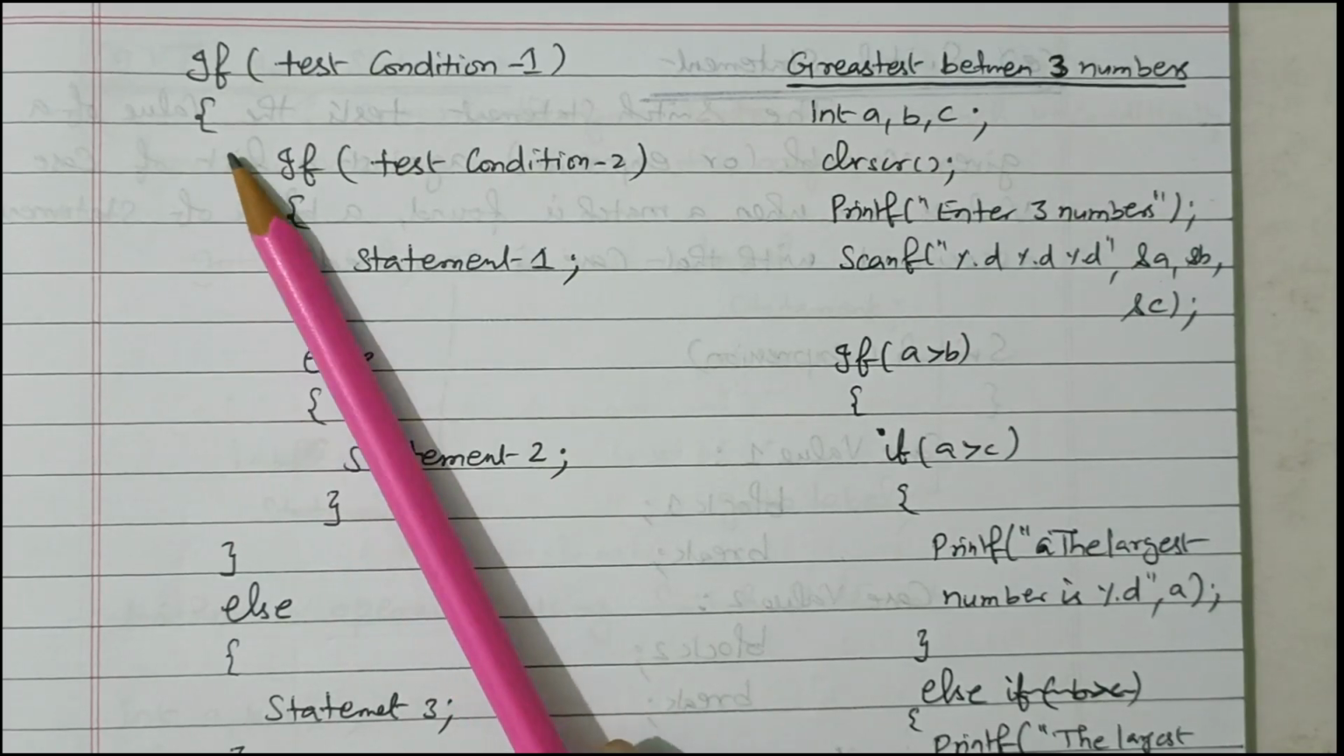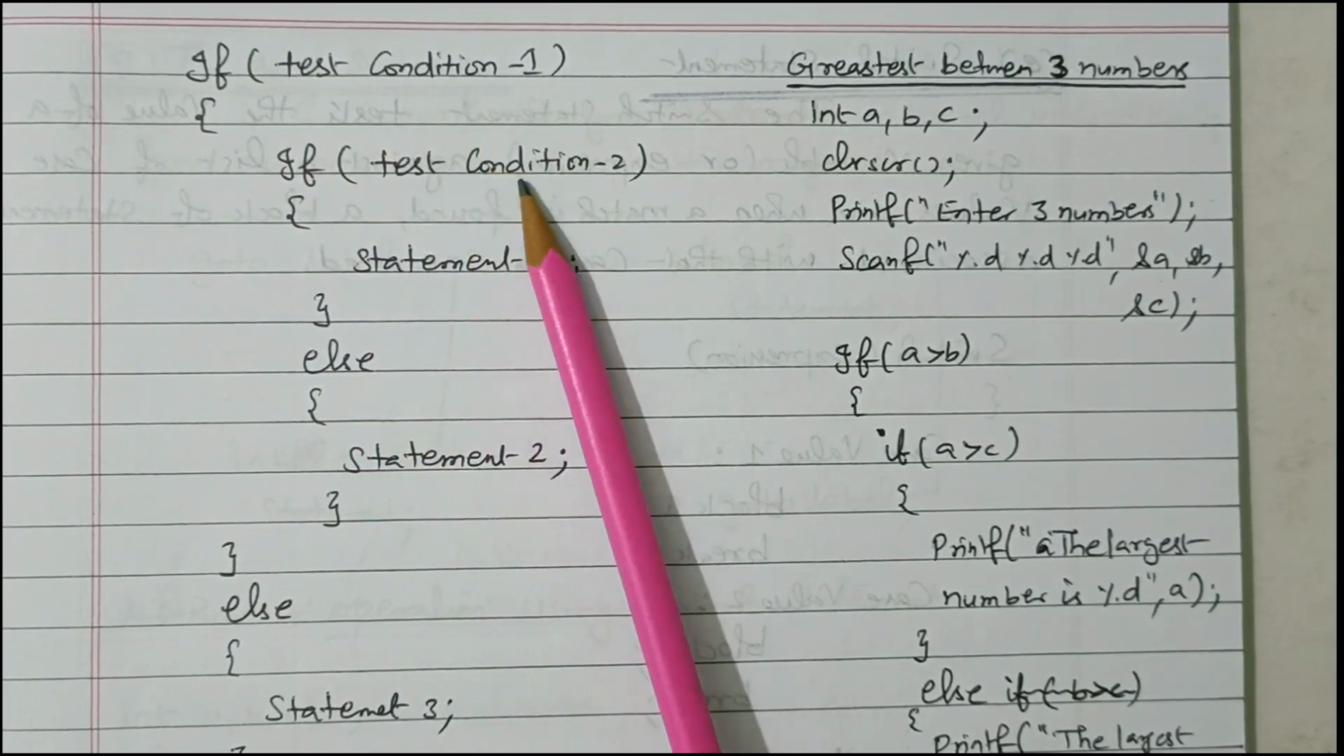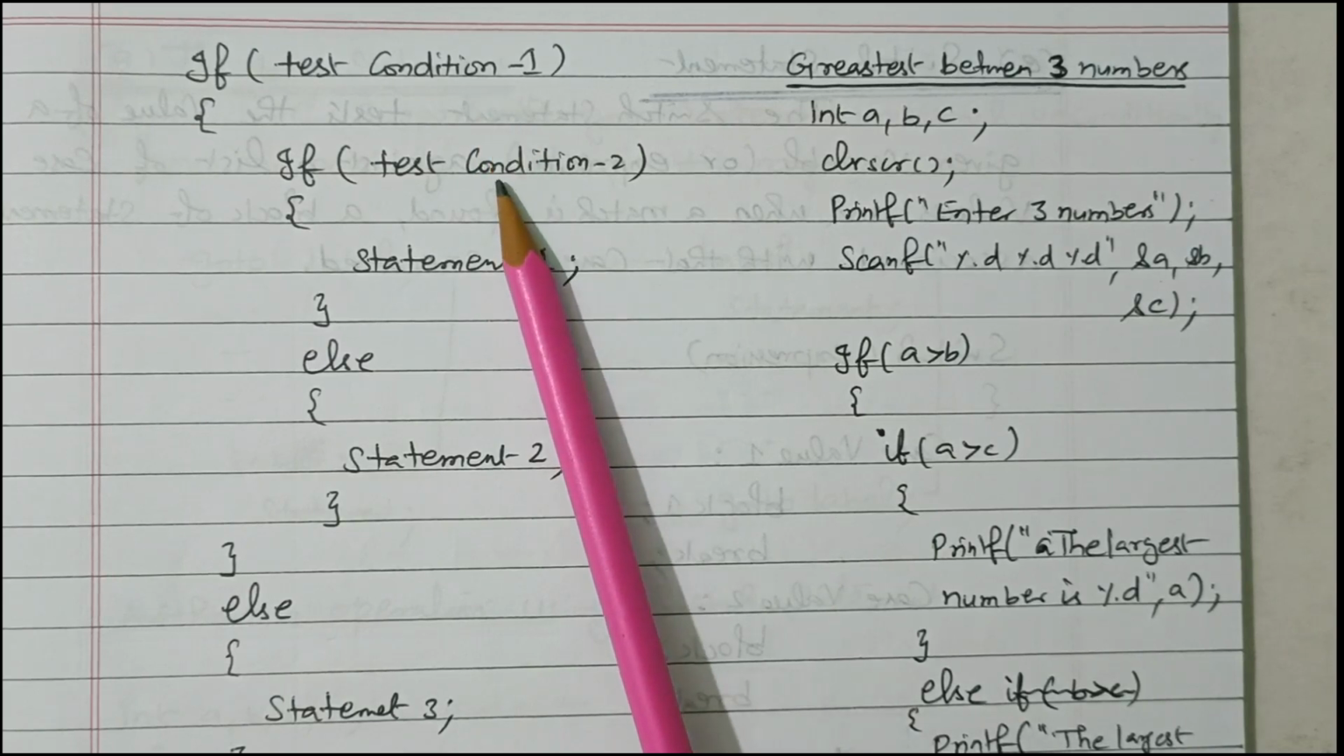So we already discussed that there is more than one test condition. Let us consider we have two test conditions. We can have n number of test conditions, but in this format we'll consider two test conditions.